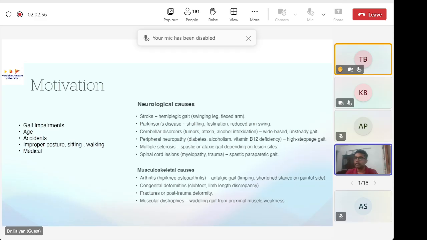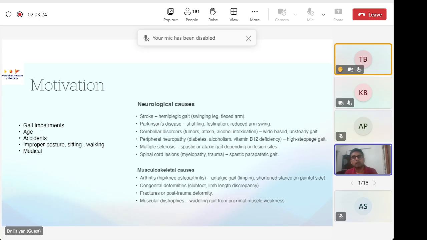So age is one, accidents are one, and the most common reasons are improper posture while sitting, while standing, while walking. If you sit cross-legged, that could lead to walking issues. So if you're sitting cross-legged, please don't. Sit straight, no parallel legs. I learned this from my doctor when I had back pain. And of course, medical reasons.